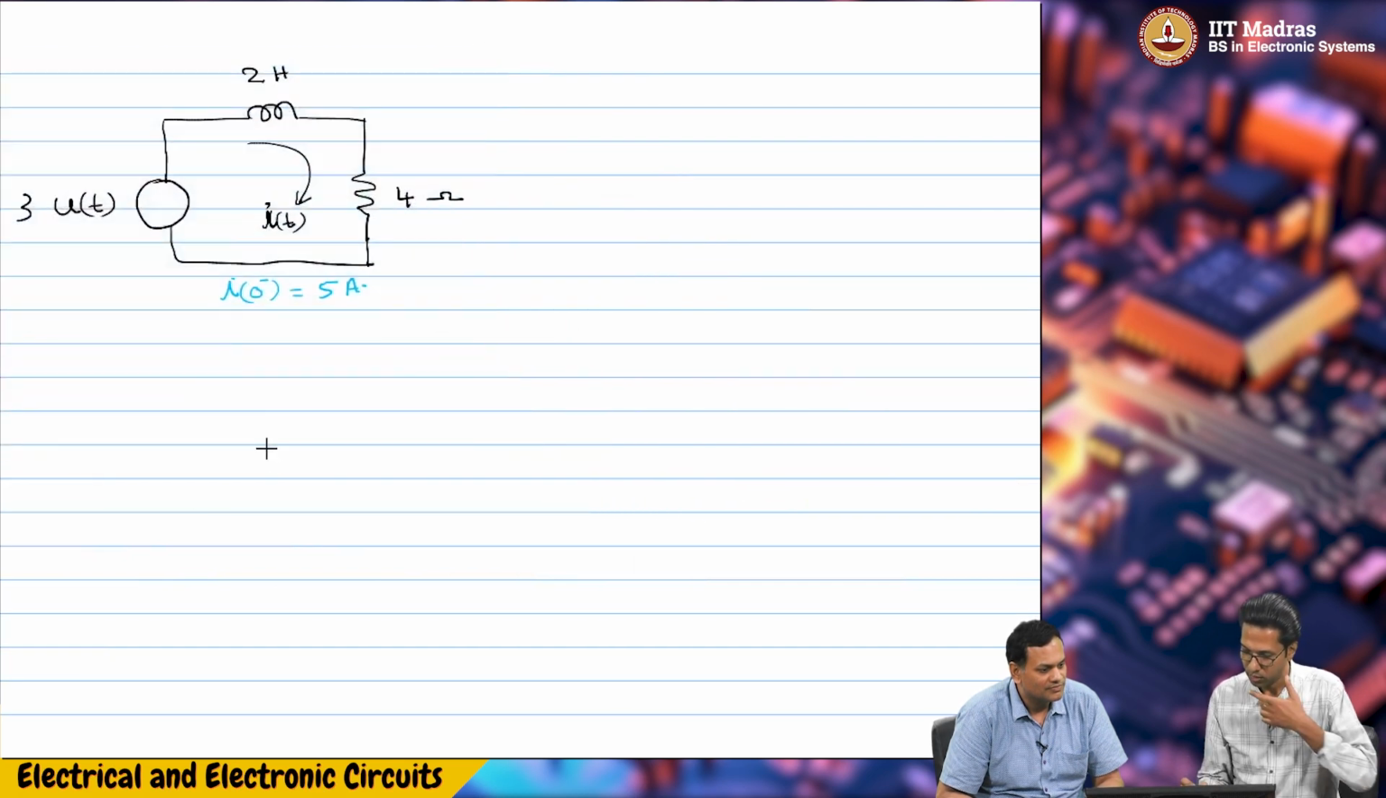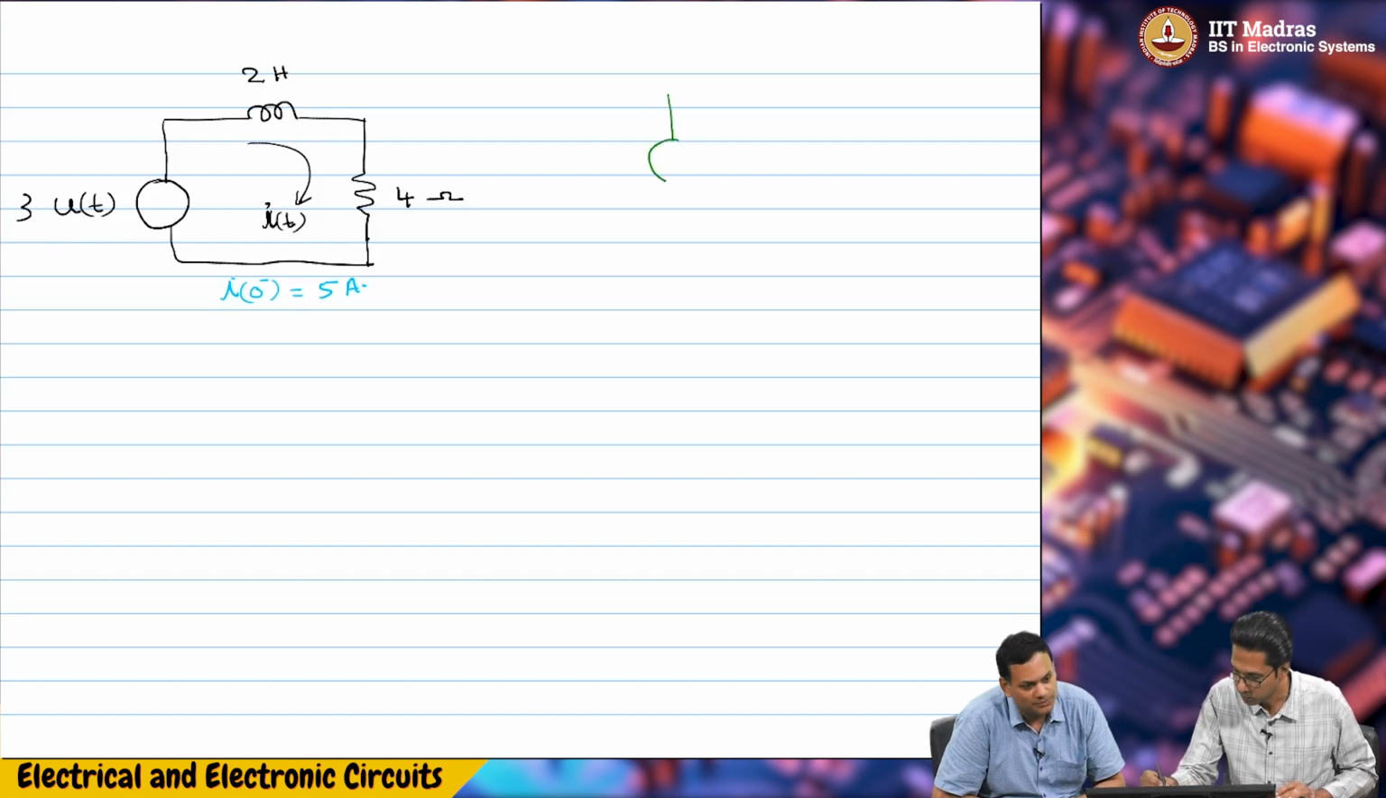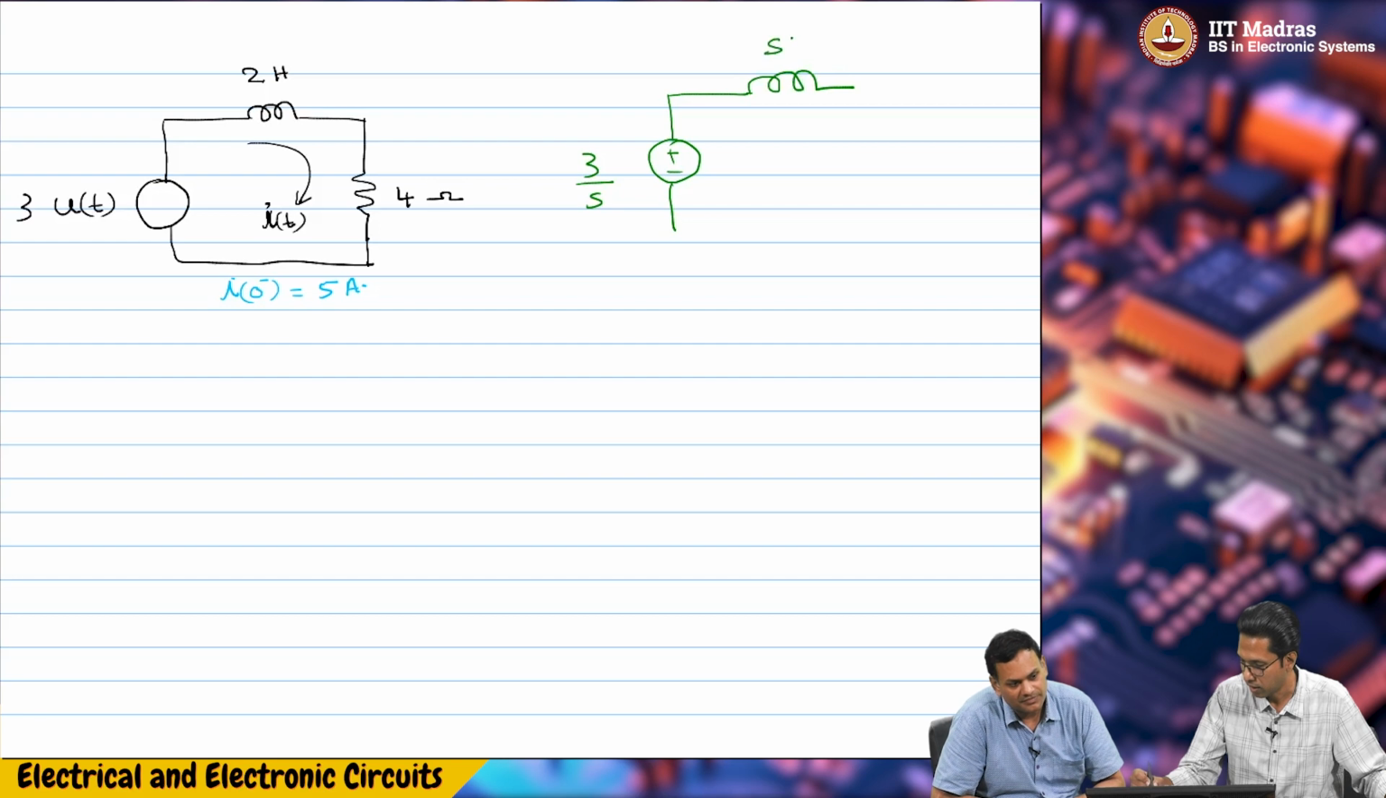So, this is what I have in the time domain. What you are saying is, this also we have to replace, no? The voltage source will become 3 by S, no? 3 by S. Okay. Then the inductor will become SL. In this case, it's 2S.